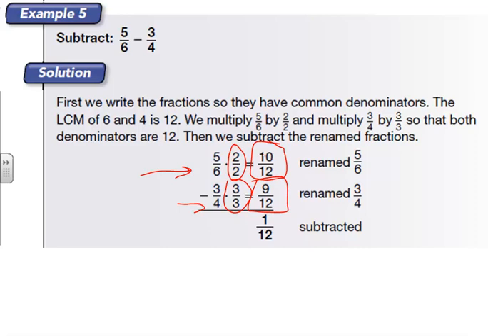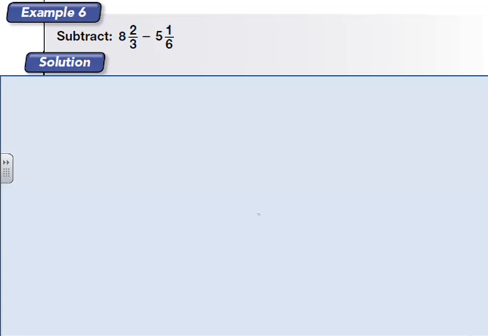And then 10 minus 9 is 1, and then we have our 12. So our answer is 1/12. Hopefully that's the answer you got before you continued the video. Let's see if you can do 8 2/3 minus 5 1/6. Pause the video. Let's see if you can do it.